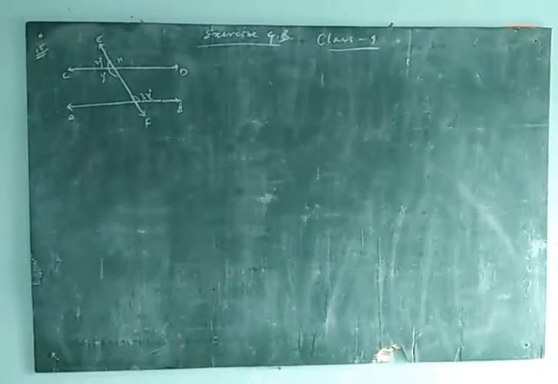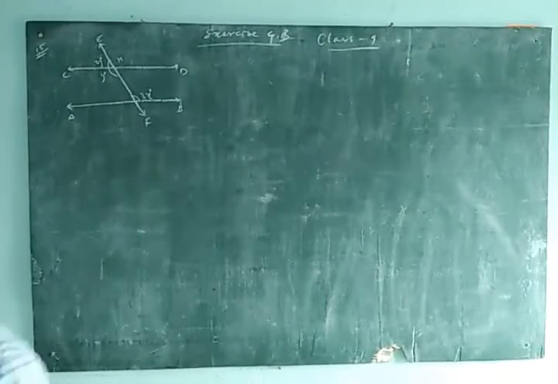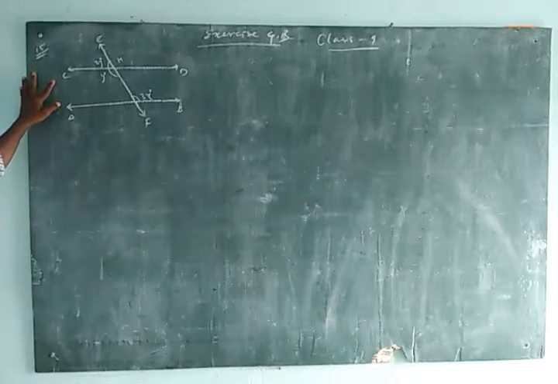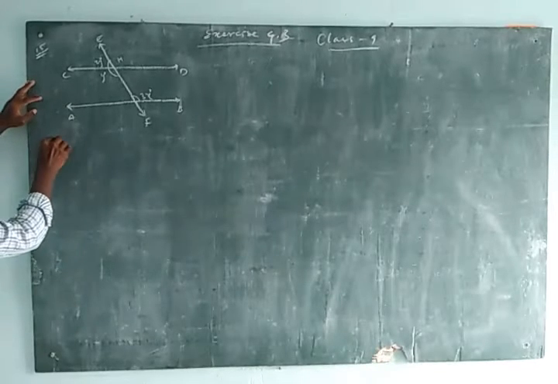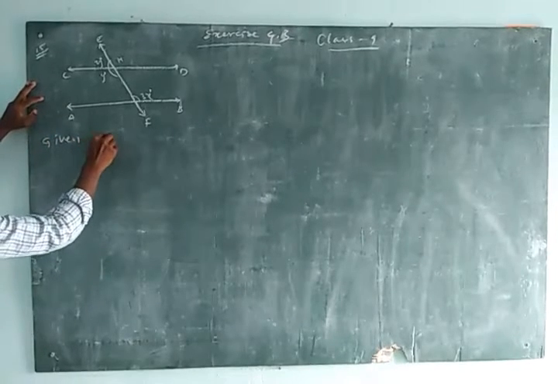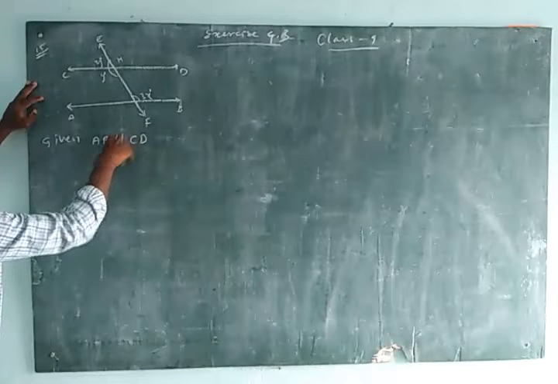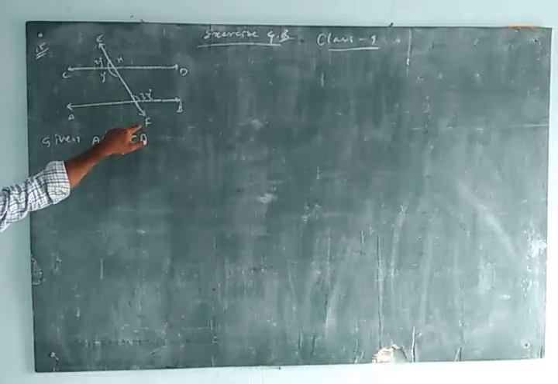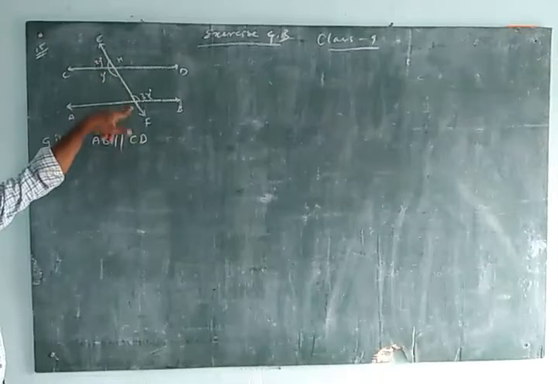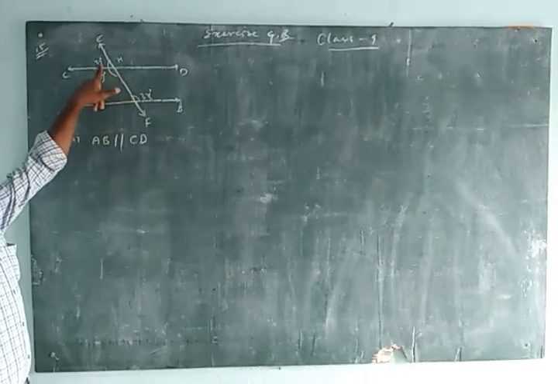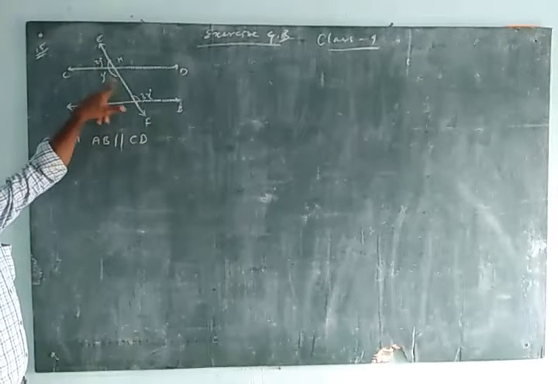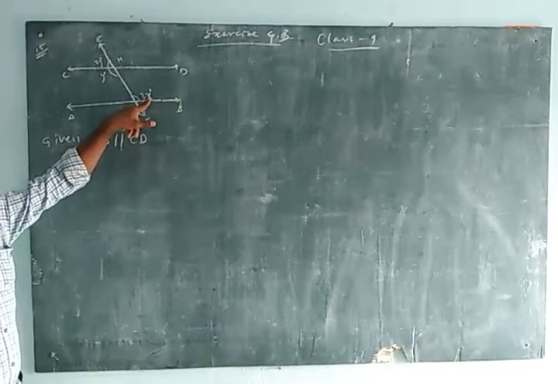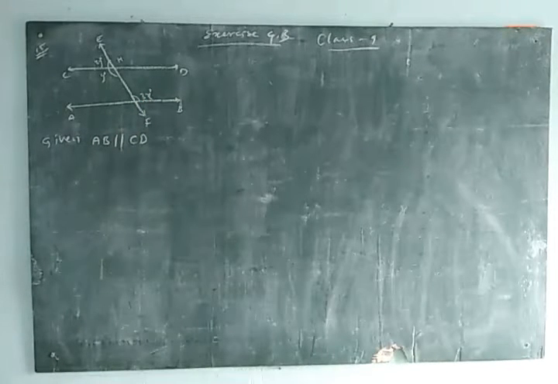Question number 50. See the figure here. AB and CD are parallel to each other. AB is parallel to CD, then EF is transversal line. Here the angles formed are 2x, here is y, and here is 3x. We need to find the value of x and y.